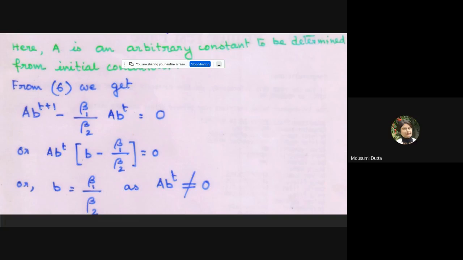So when I took the trial solution, here A is an arbitrary constant to be determined from the initial condition. You know that. Later we will determine A from the initial condition P naught. Then from 6 we get Ab to the power t plus 1 minus beta 1 by beta 2, Ab to the power t is equal to 0. Take Ab to the power t common, then b minus beta 1 by beta 2 is equal to 0. And from there, b is equal to beta 1 by beta 2, as Ab to the power t cannot be equal to 0. Please do all these steps, and if anyone has any question, please ask me.